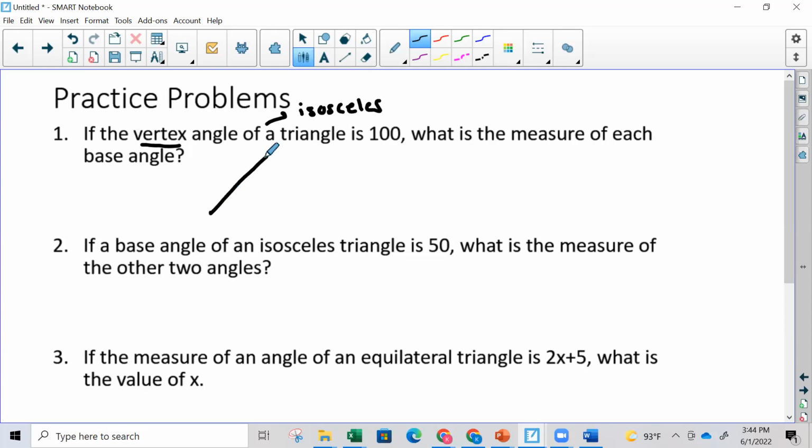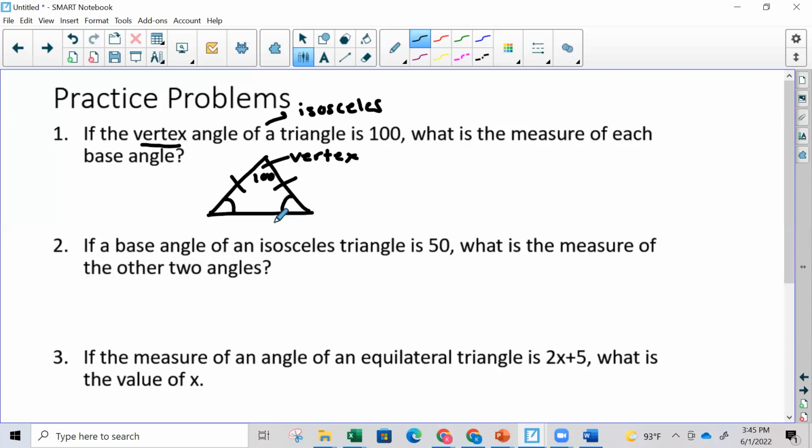So you can draw a picture of an isosceles triangle. So remember, an isosceles triangle has two congruent sides, and the angle that's between the two congruent sides is called the vertex angle. So this is the vertex angle here, and the measure of that is 100. And so we want to find the measure of these two base angles. And remember, for an isosceles triangle, the two base angles are congruent. So these two angles are equal.